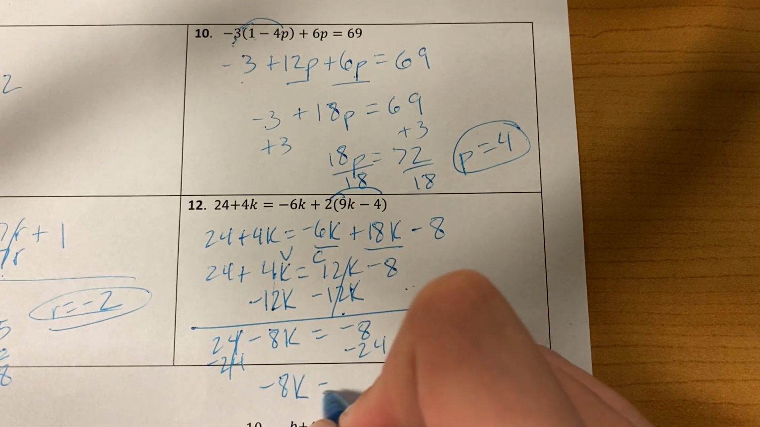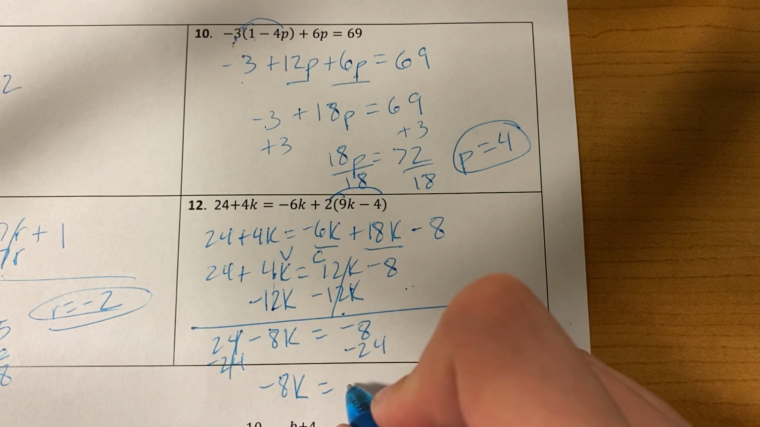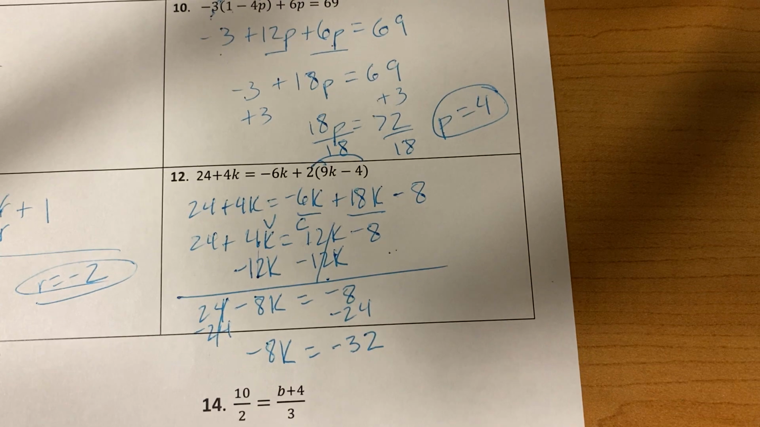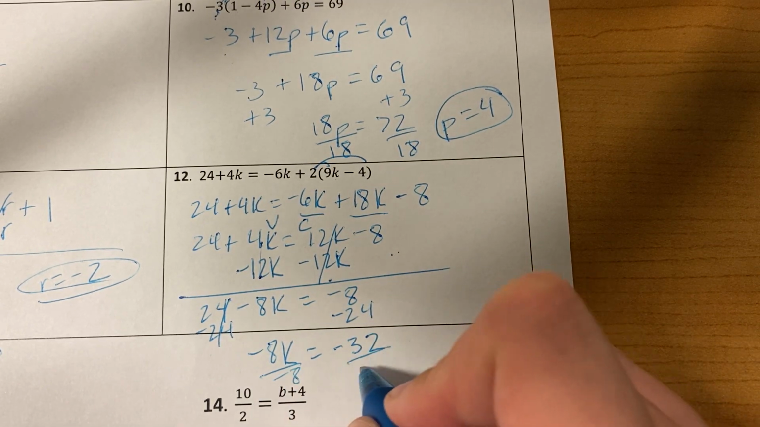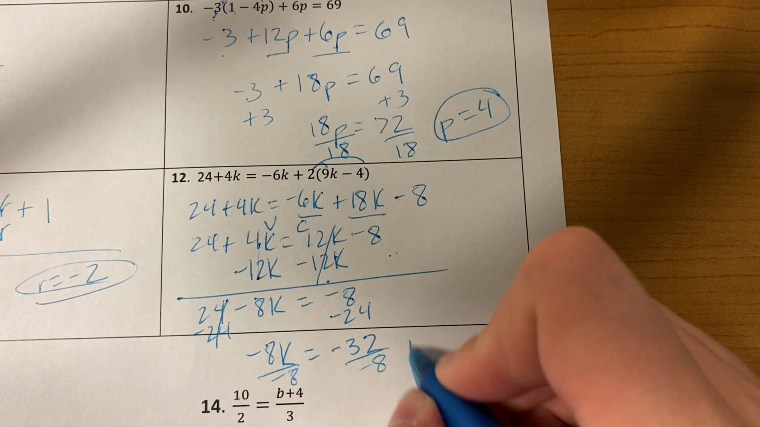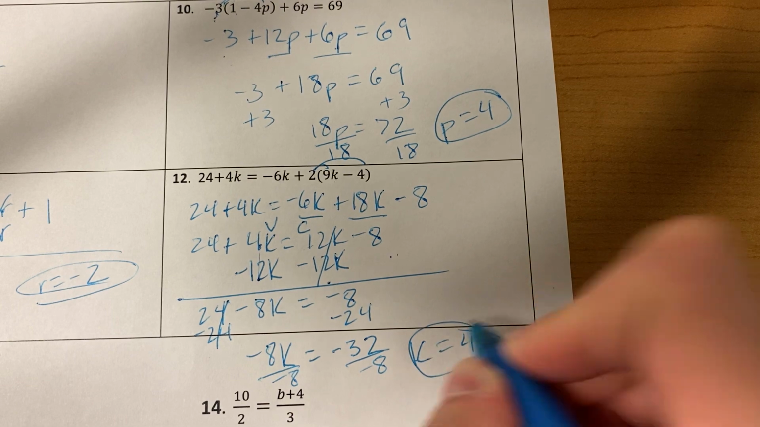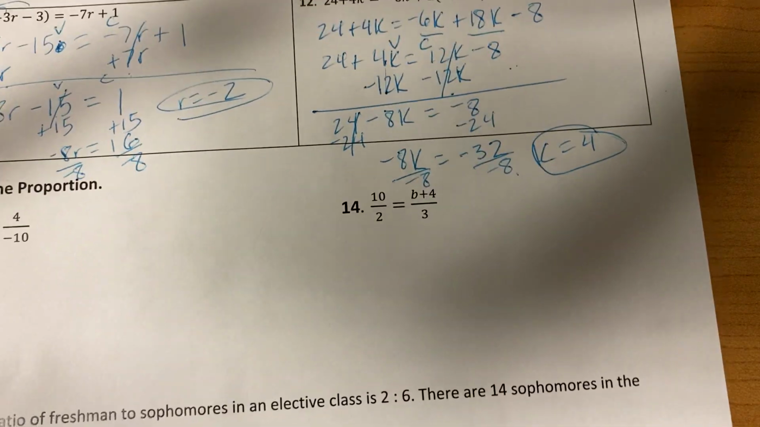We get negative 8k is equal to negative 32 when we combine these, and then we'll divide by negative 8 and we get k is equal to 4. Negative divided by negative is a positive. All right, so we're done with those.